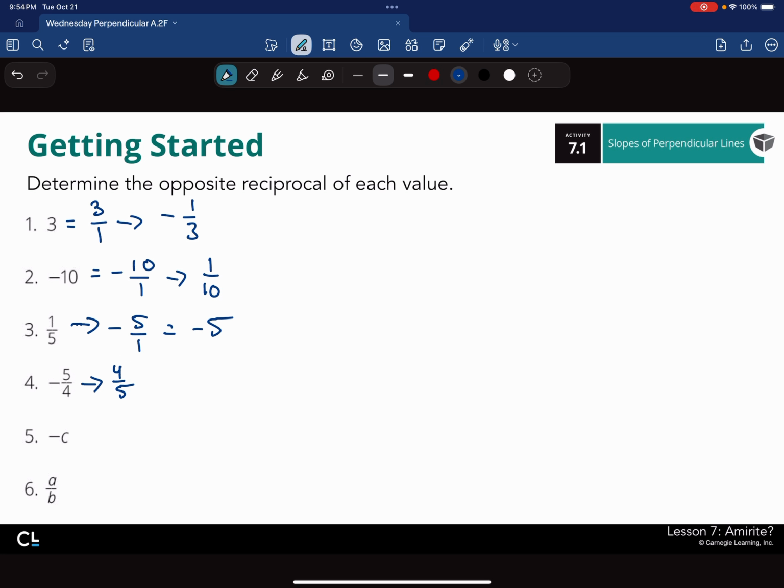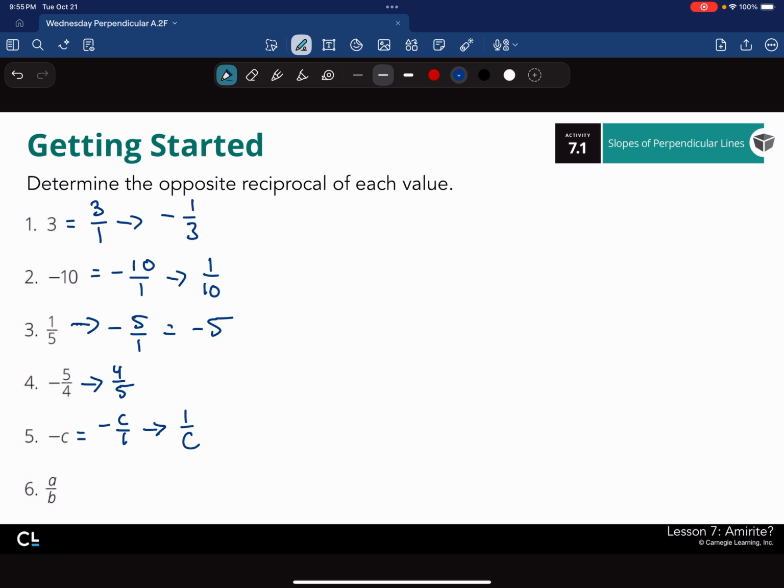Next, number 5, negative c. Now you're thinking, well, that's not a number. It doesn't have to be a number. I can still change this to a fraction. Negative c is the same thing as negative c over 1. Because remember, if it's not a fraction, all you got to do is put it over 1. Now I still got to change it to the opposite reciprocal. So the opposite of negative c over 1 is going to be positive 1 over c. Remember, it went from negative to positive, and then these two switched.